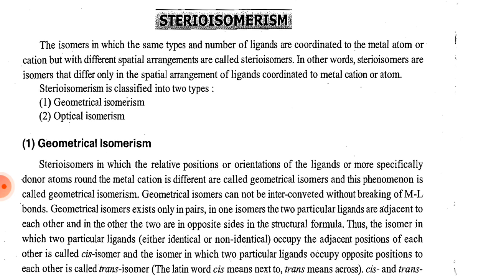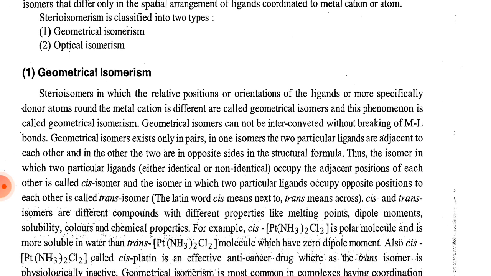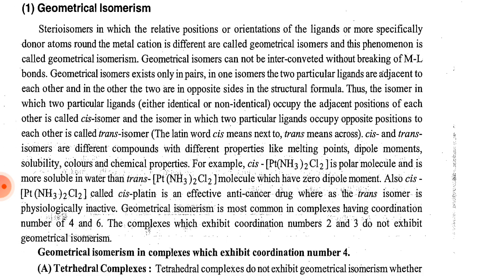So that means a stereoisomer is a kind of isomer in which the ligands are in a different spatial arrangement, coordinated and bonded with the central metal atom. So the difference is only about the spatial arrangement of ligands. Stereoisomers are classified into two types: geometrical isomerism and optical isomerism.